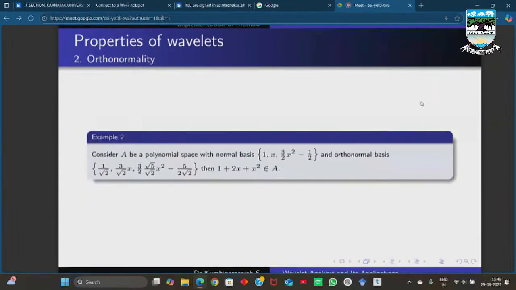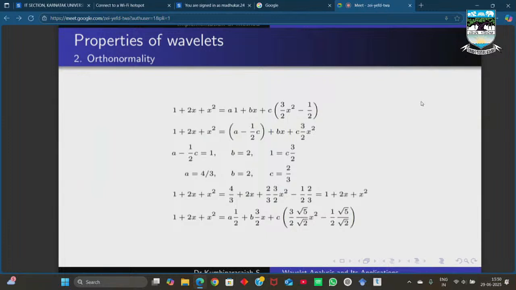Here is one example. I have considered a polynomial space, let it be A, a polynomial space, and the orthonormal basis is this. Sorry, this is the normal basis and these are the orthonormal basis. Then I choose one element from your polynomial space, let it be 1 plus 2x plus x square. I need to approximate it by this given basis.